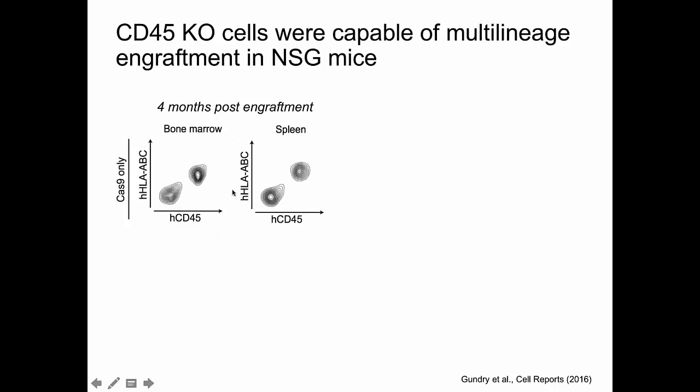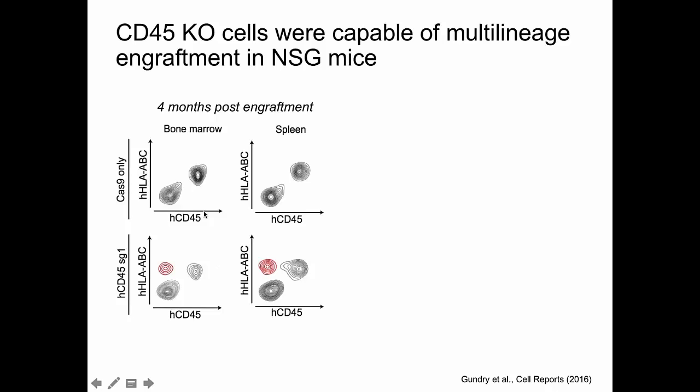And this is showing 4 months post-engraftment. You can see here a population of human cells, both in the bone marrow and the spleen. This population here, which is mouse cells, does not contain either the human HLA-ABC marker or human CD45. And you can see about 50% of the cells in this mouse, this is a single mouse, were engrafted human cells. And this is a cord blood which we split into Cas9 only and CD45 sgRNA treated.